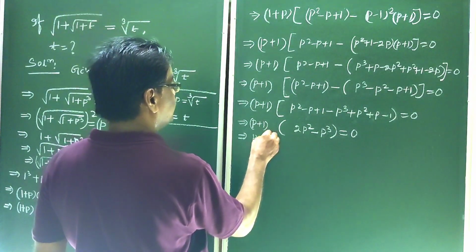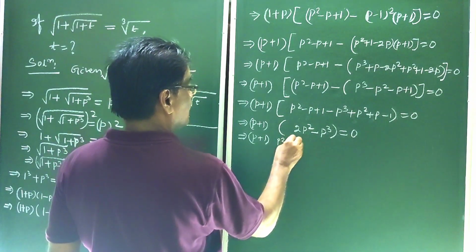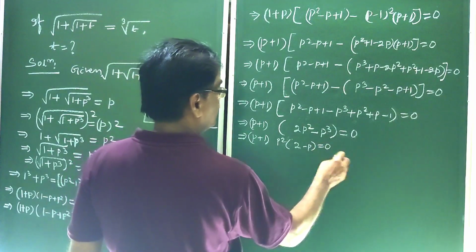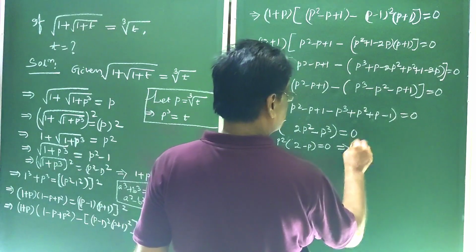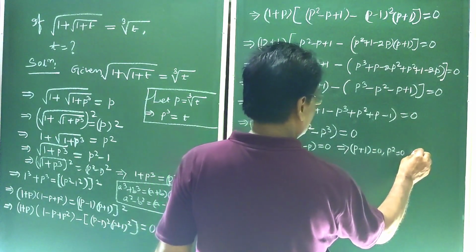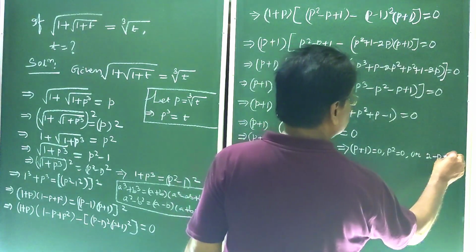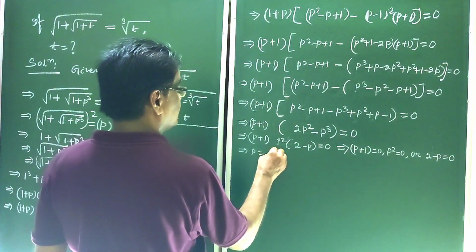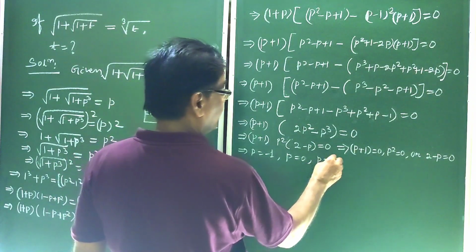This implies (p + 1). Now taking p² common, we get (2 − p) is equal to 0. This implies p + 1 is equal to 0, p² is equal to 0, or 2 − p is equal to 0. This implies p is equal to −1, p is equal to 0, p is equal to 2.